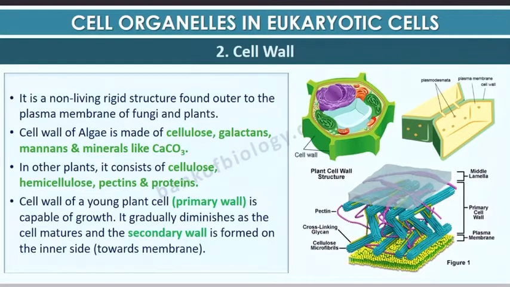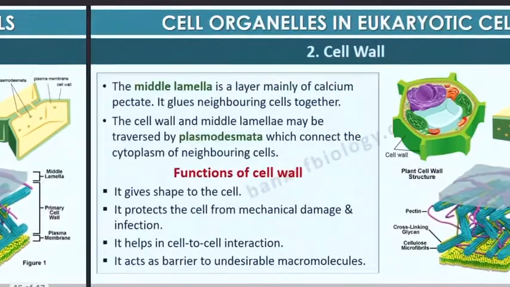So the outermost one, and you can see when we take the section, there will be layers like middle lamella, primary cell wall, plasma membrane, and you can see the presence of pectin. Pectin is a very rough and tough substance, and there is cross-linking glycan and cellulose microfibrils. So these are the chemicals that are present in the cell wall, right?